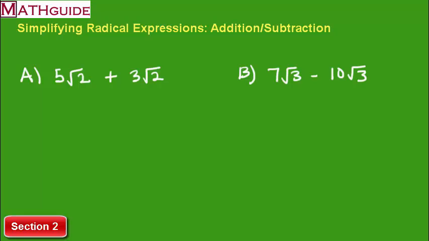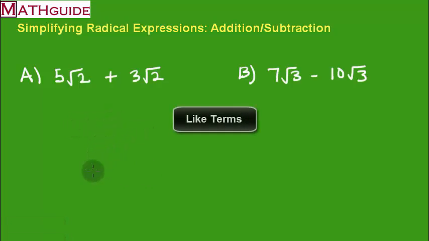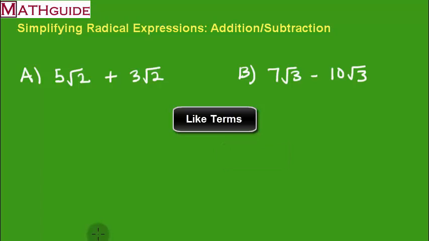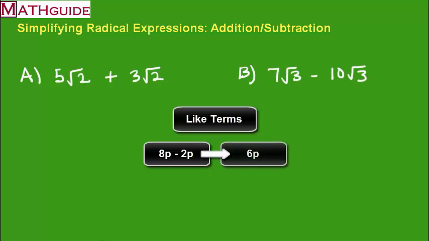So let's take a look at some beginner level problems. These problems are beginner because all you need to know how to do these problems is to add like terms. Now let's think back when we had algebra and we took 2x plus x. Well, the answer is 3x. Pretty simple. You could even take an example with pencils. If you had 8 pencils, take away 2 pencils, well, you're going to have 6 pencils left.